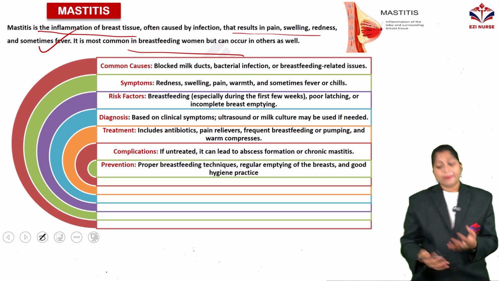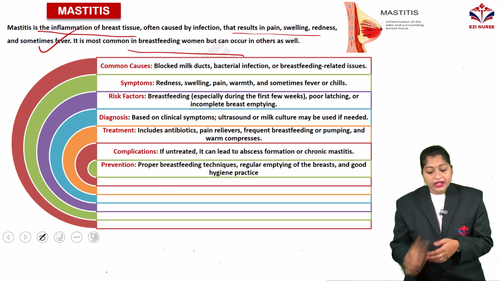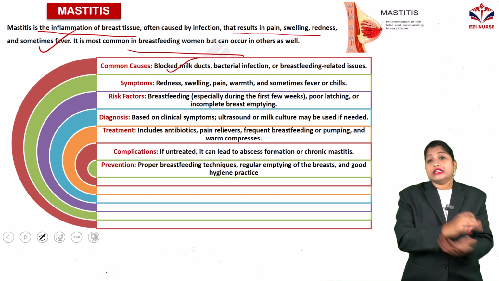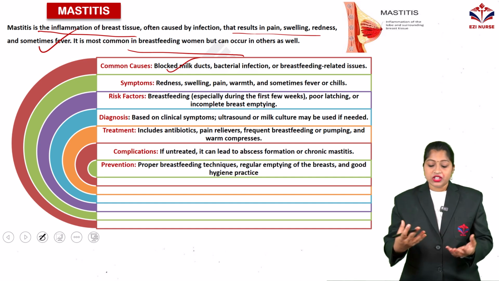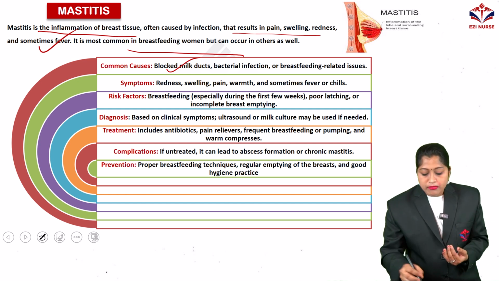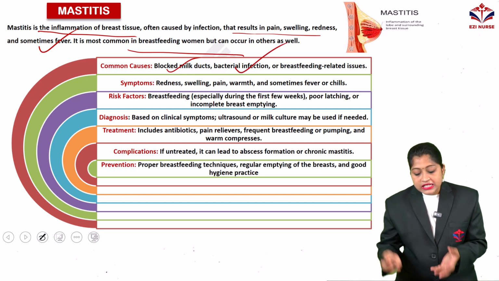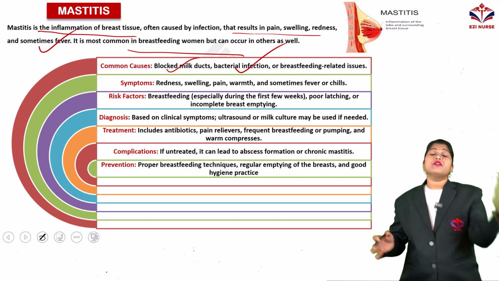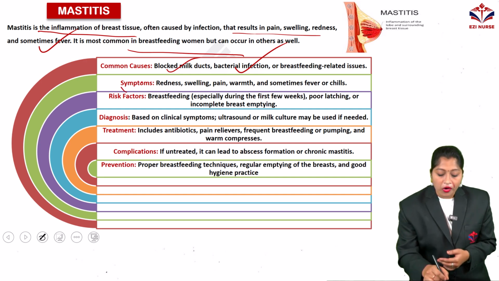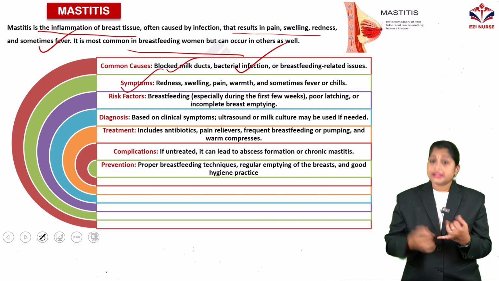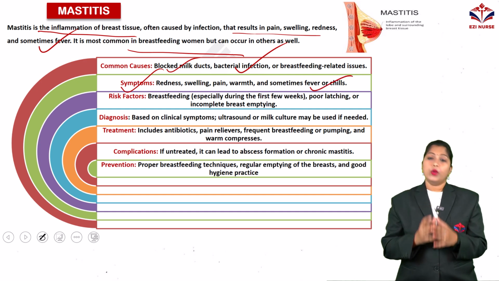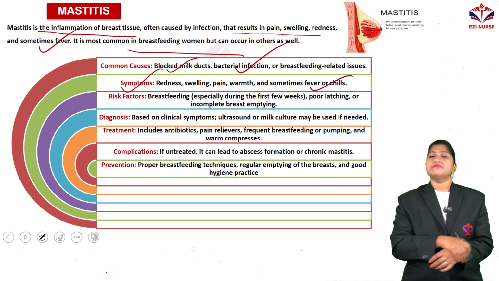So what are the common causes? What are the main causes for it? It might be due to blocked milk ducts, so it is commonly seen in breastfeeding women. When they are breastfeeding the children, any kind of blockage in the milk duct can be one of the causes, and bacterial infections or breastfeeding-related issues can also be causes of mastitis. So these are the important causes. Let's move on to the symptoms. They can be redness, swelling, pain, warmth, and sometimes fever and chills are also seen in women who have mastitis.